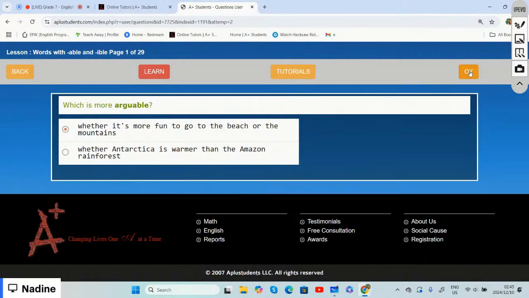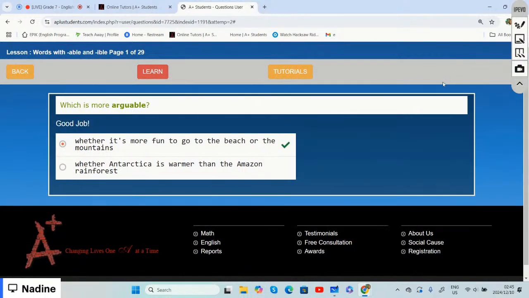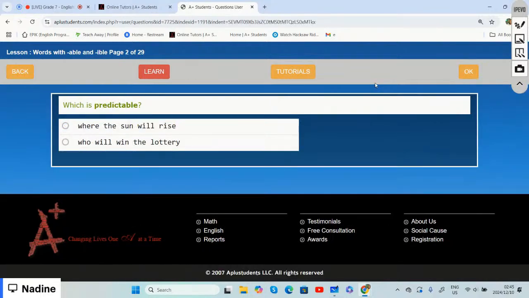Let's choose option one and see. Yes, option one is correct. We are arguing to see if we should go to the beach or the mountains.